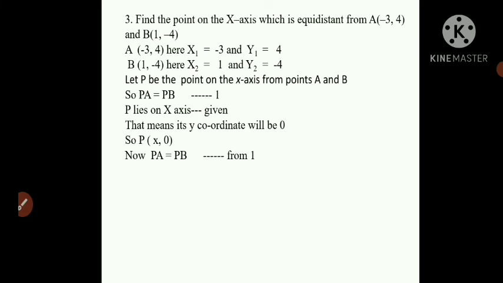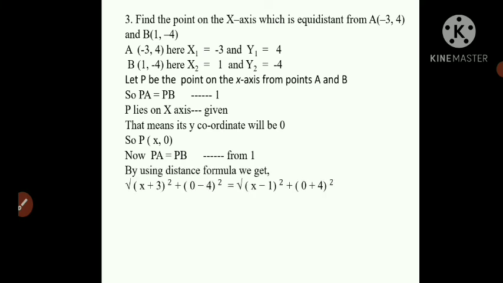So the same, we'll use the distance formula, that is, you know the distance formula, under root (x2 minus x1) the whole square plus (y2 minus y1) the whole square. So we'll take two sides now, left hand side and right hand side. Now on the left hand side we'll take PA and on the right side we'll take PB. So see, by using the distance formula, on the left hand side you can see (x plus 3) the whole square plus (0 minus 4) the whole square, that is PA. Here we are using the distance of PA and here we are using PB. Right hand side, that is (x minus 1) the whole square plus (0 plus 4) the whole square.